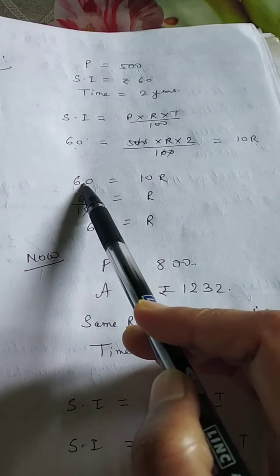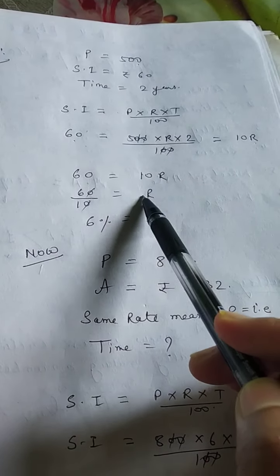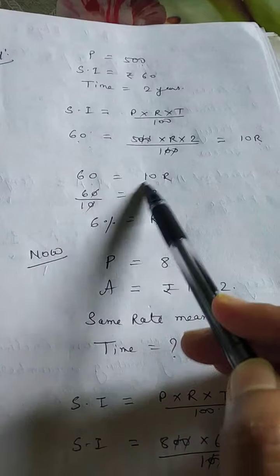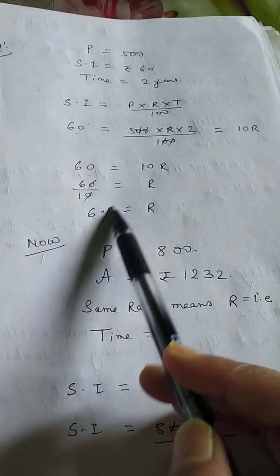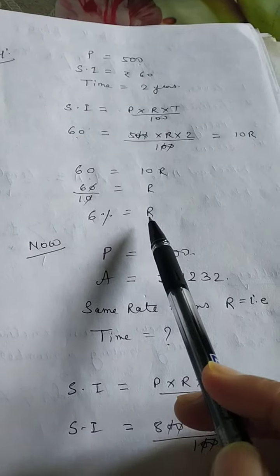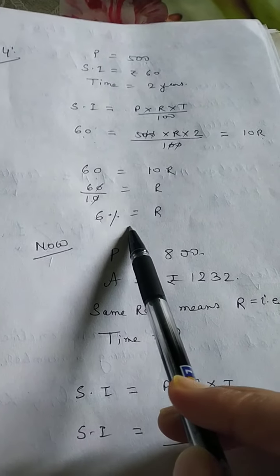Now here is this 60. So 60 is equal to 10R. So R is equal to 60 by 10. 10 will come here in divide. Now 0 will get cancelled. 6% is the rate. So the rate of interest we have taken out.